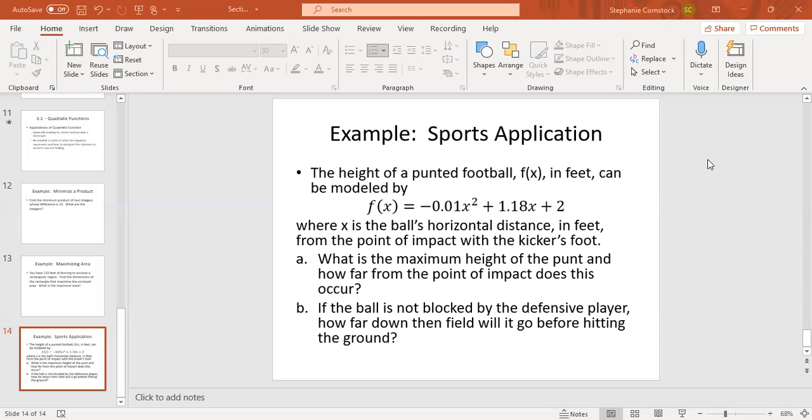Since it's talking about a maximum, that's going to be a vertex. So we will use our vertex formula, negative b over 2a, f of negative b over 2a. We'll actually find how far it occurs first, since we're finding x, which they indicated was the horizontal distance. Then when we plug it into the equation, we will find the height. The second thing it asks is, if the ball is not blocked by the defensive player, how far down the field will it go before hitting the ground? If they want to know when it hits the ground, they are using the x-axis as ground level, so we need to find our x-intercept. We'll use the quadratic formula for that one.